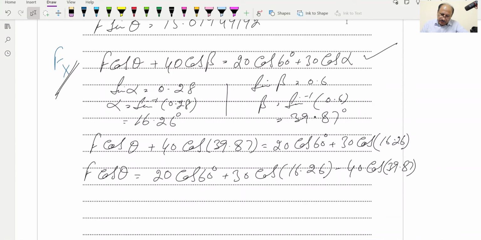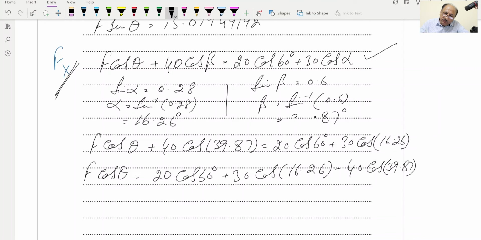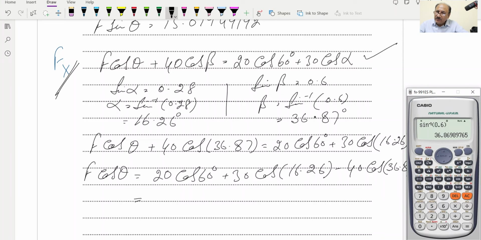This one, if we check the value on the calculator, is 36.87, and by mistake I have written here 39.87, so I will rectify this to 36.87, and this will be 36.87, and this one will be 36.87. Hopefully you understood everything. Now it is rectified.